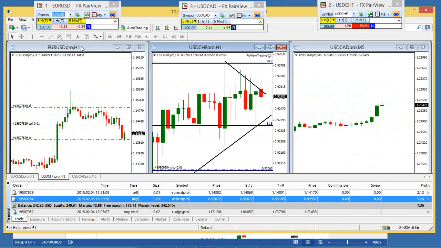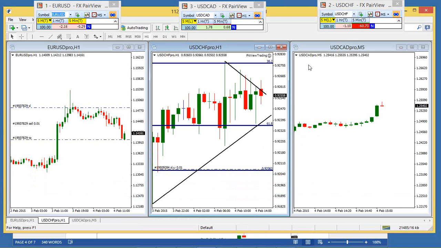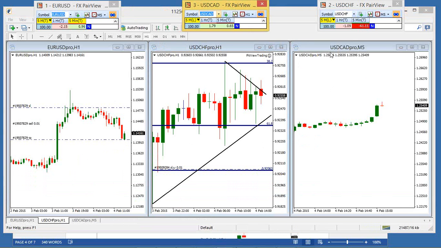Dollar Canadian still hanging in there. Euro dollar still hanging almost right near our take profit levels. We got about 20 pips as a class thus far today. I'm going to stick with those two as far as dollar Swiss and dollar Canadian. The only one that I didn't mention today was my good friend the euro dollar.